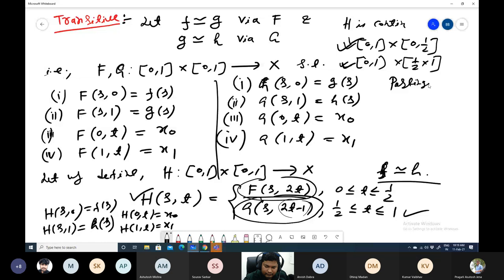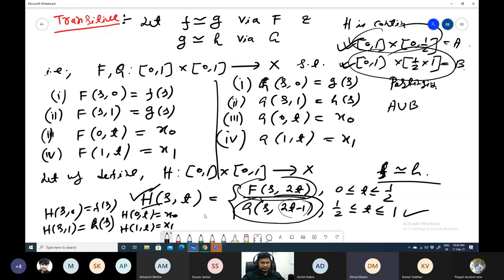Okay, so using the continuity of F and continuity of G, we can say that H is continuous in this domain and H is continuous in this domain. Now say this is my A, say this is my B. Since the function H is continuous on A and continuous on B, and A and B are closed sets, that is also important, and their intersection is non-empty, right? So therefore, H is continuous on A union B. So therefore, here H is continuous.